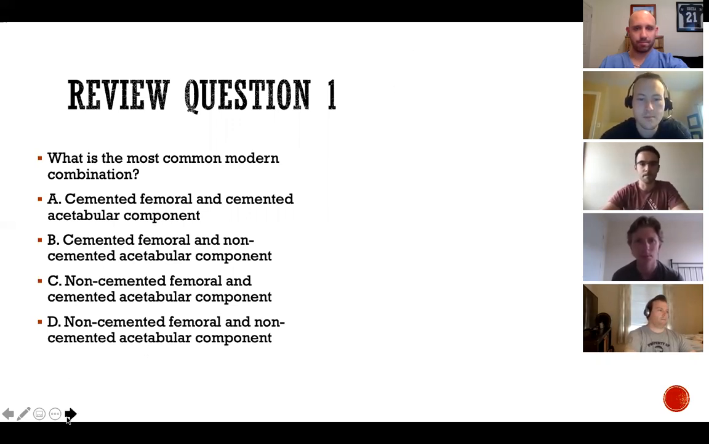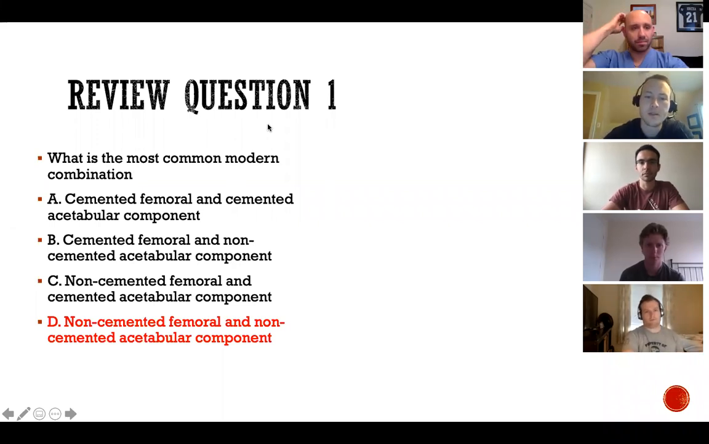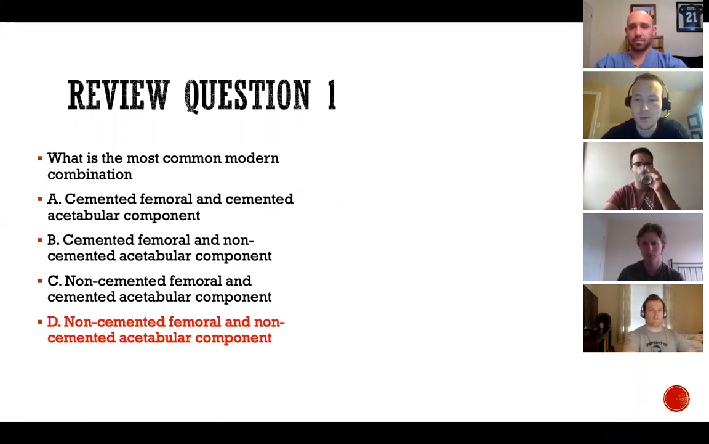Yes. Yep. Alrighty. So the most common answer was a cemented femoral component and a non-cemented acetabular component. That, I would say, is the second most common current modern combination. It is still used with a somewhat high frequency in Europe. But in the United States, for primary total hips, in those who can tolerate it, we have almost entirely gone to non-cemented femoral components and non-cemented acetabular components.